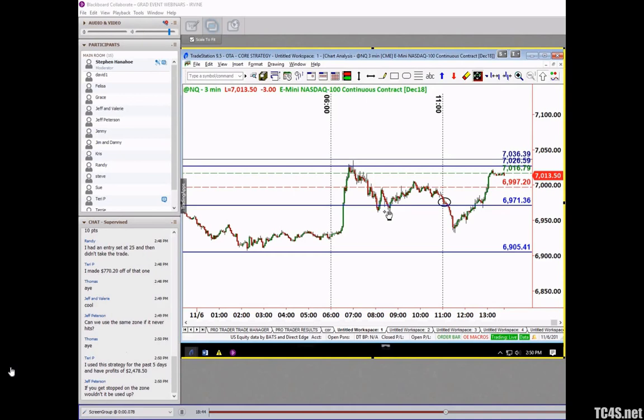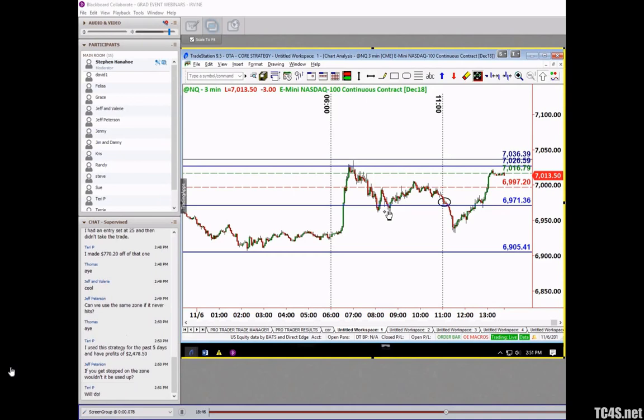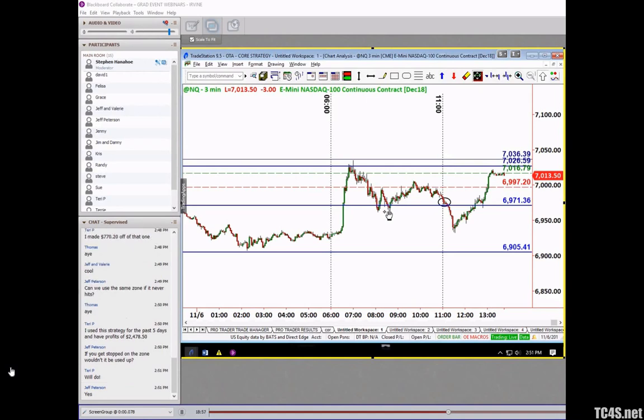Does that make sense? If you get stopped out in the zone, wouldn't it be used up? Correct? Yes, Jeff. So basically, if you get stopped out in the zone, it's done, right? Move on to the higher one. Does that make sense? Okay, perfect. Keep this simple, guys. It's a beautiful little strategy.